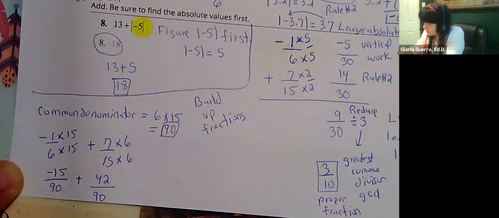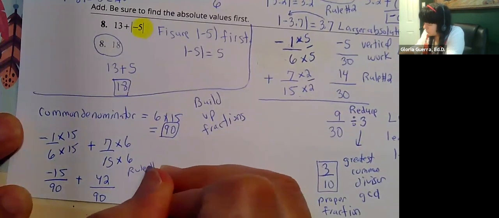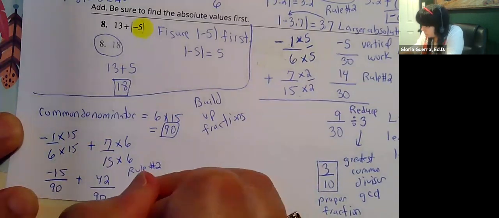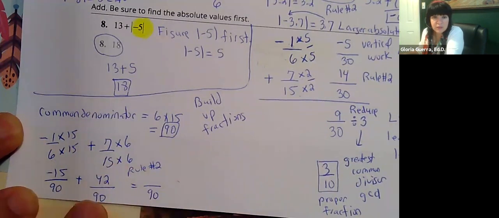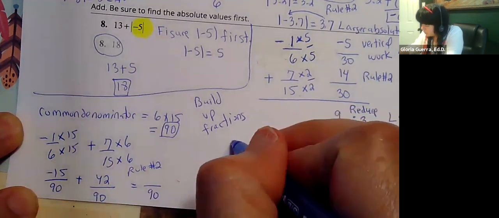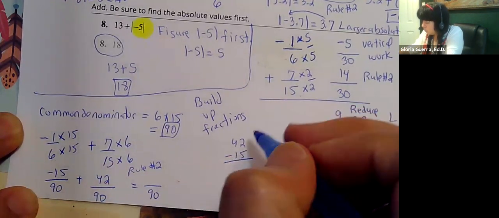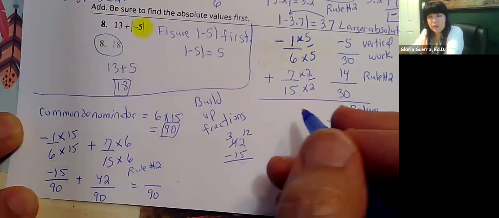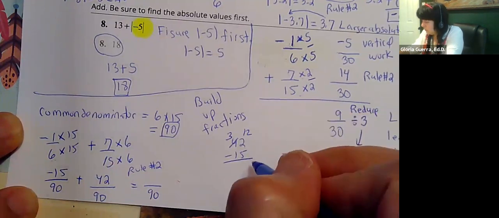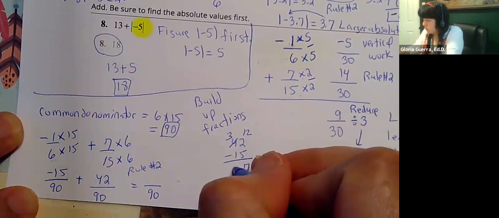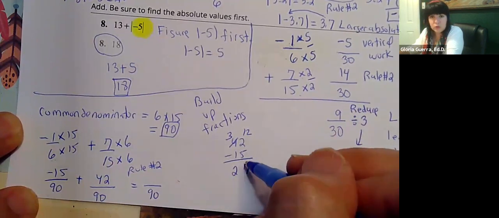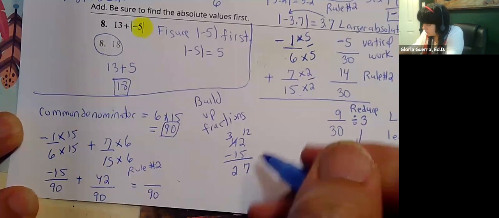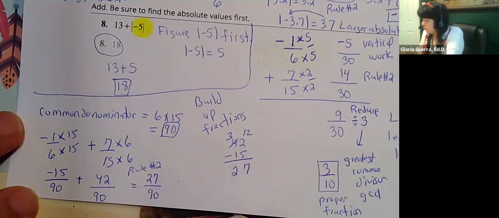Okay, and then this is rule number 2. You're adding two numbers with different signs, so you've got to subtract. Now, this is going to equal 90 here in the bottom. The denominator stays the same. But on the side, you're going to subtract 42 minus 15. So this becomes a 12, 3 decreases to 2, 12 minus 5 is a 7, right? 3 minus 1 is a 2. And you can check, if you add both of these up, you should get 42, okay? So it's 27, and then now you've got to reduce.